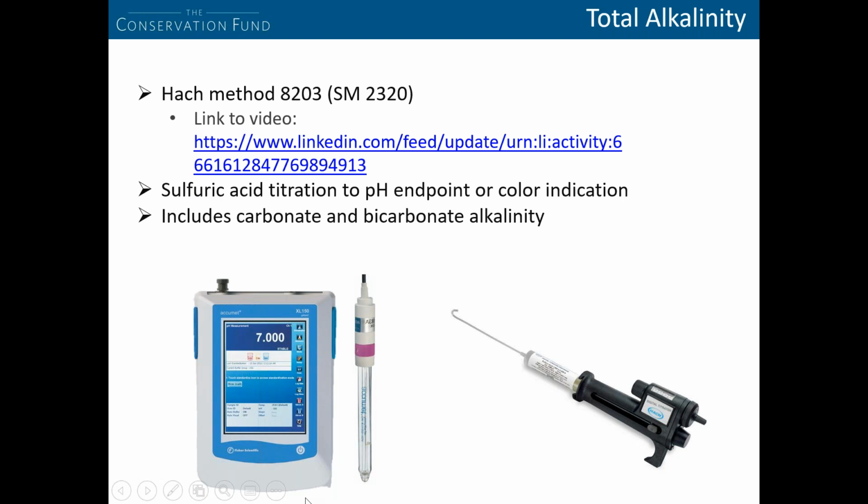We titrate to a pH endpoint because it is less subjective than a color endpoint. In order to do this, though, a pH meter with an attached pH sensor is required. If you elect to use the pH meter, you have to remember to calibrate it before use to ensure accuracy. And this Hach method outlines specifications for sulfuric acid concentration and sample volume that are dependent on the expected total alkalinity measurements. So you have to read the method in its entirety before beginning. I've also linked to a demonstrative video on our LinkedIn page that goes through each step for this method.